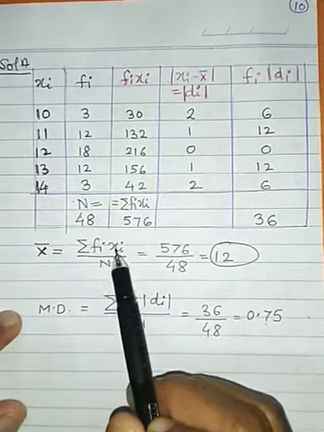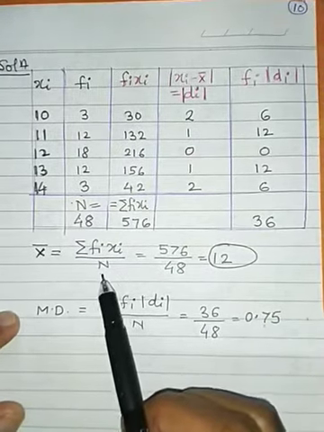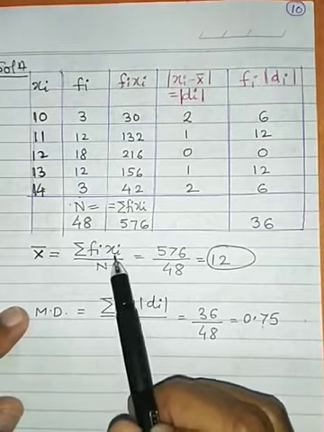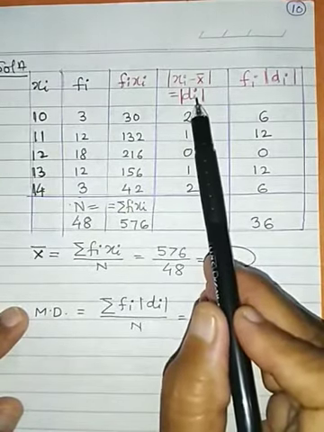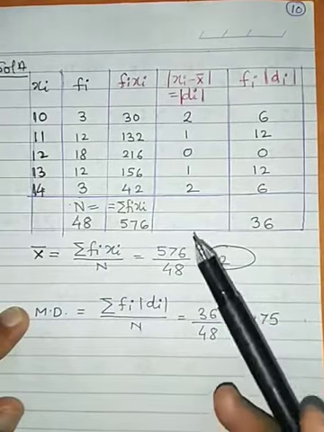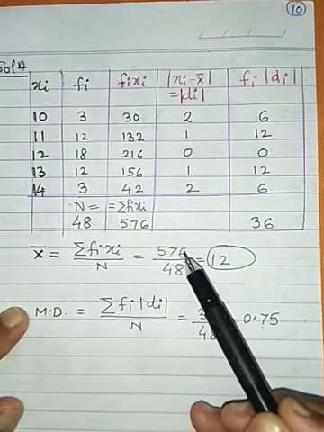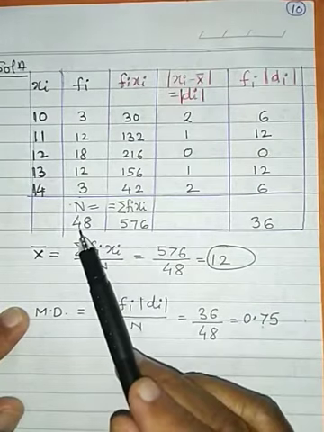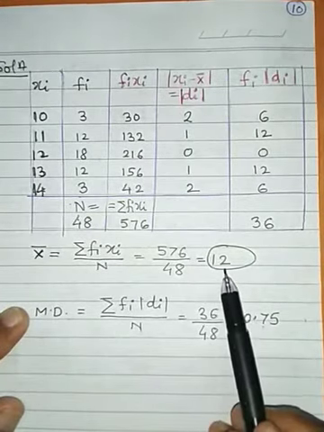X bar is summation fi xi upon n. Unless we find x bar, you cannot make di. So first you have to find out x bar. 576 divided by 48 is equal to 12.